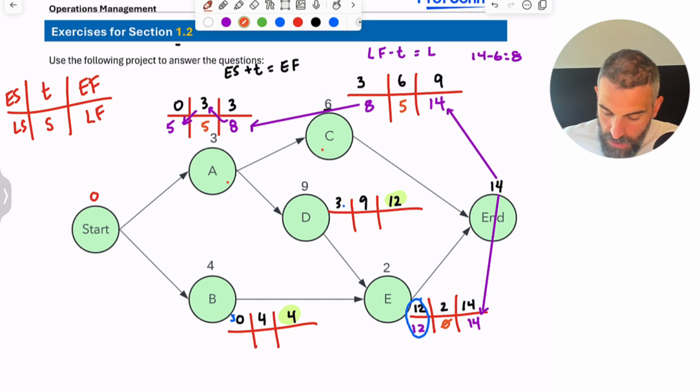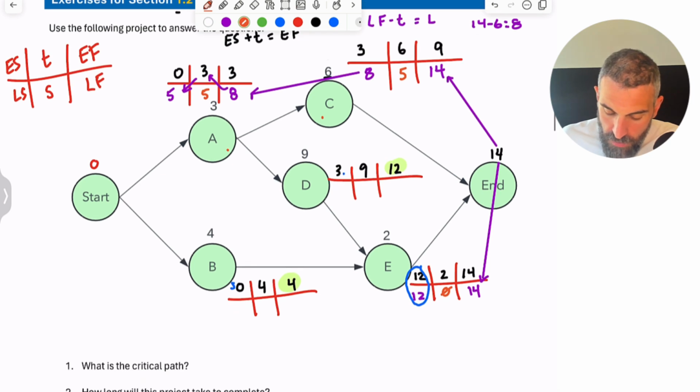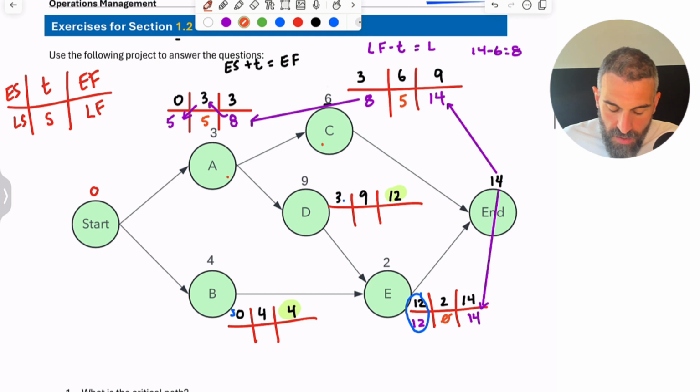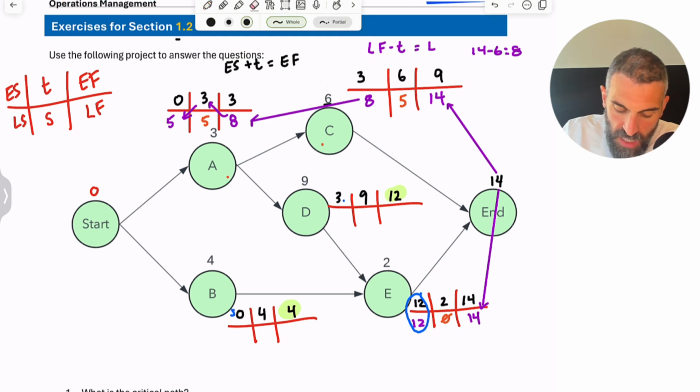Okay, so let's keep working back now. D. Actually, I made a mistake here. I just realized I couldn't actually complete A, not yet anyways. Why? Because there are two activities that go back to A.